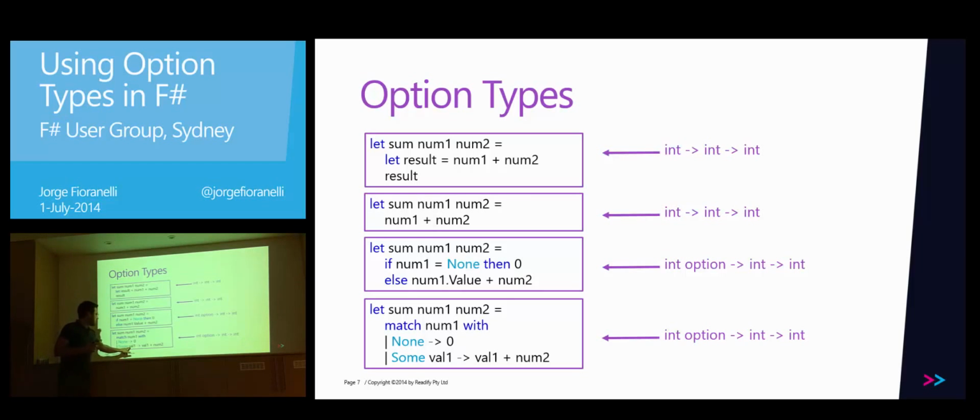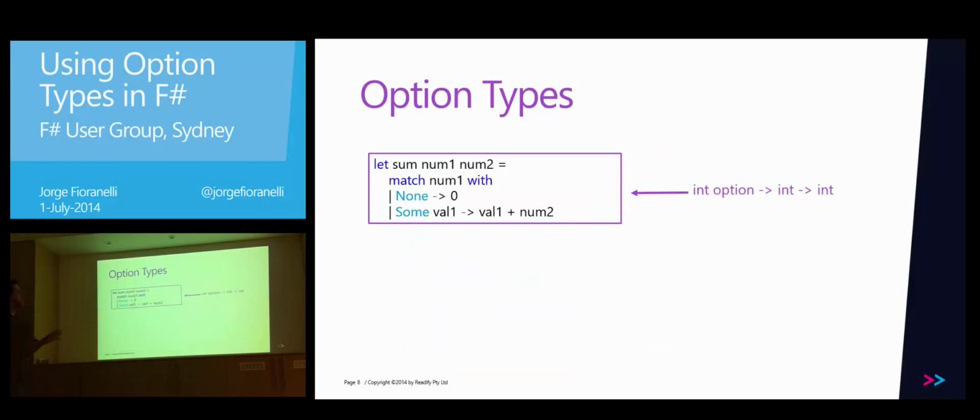And by putting val1 next to this, any name that you put there is going to decompose the option, and it's going to put the value that was inside the option inside val1. So now I could use val1 on this side and add it to num2. That is still an integer. It's not an option yet. Yes? Any questions so far? Good.